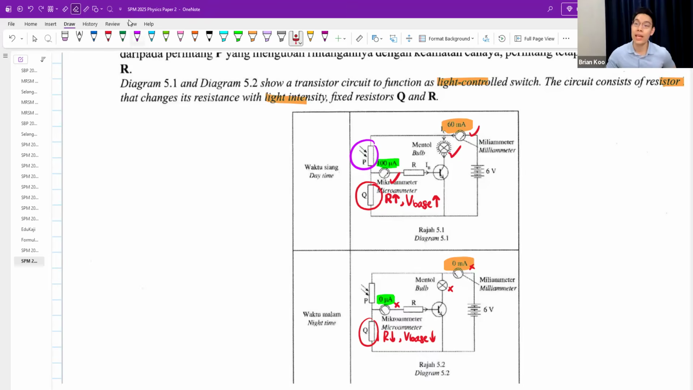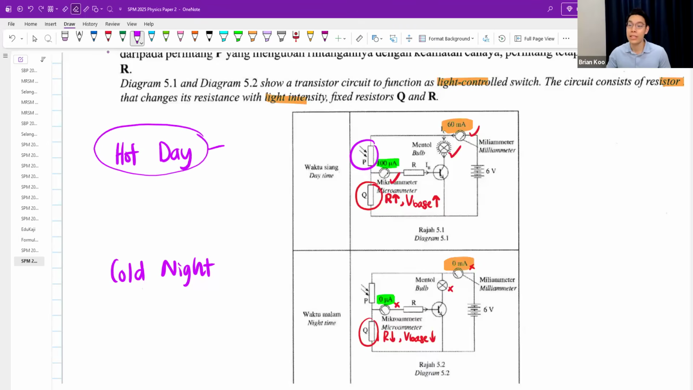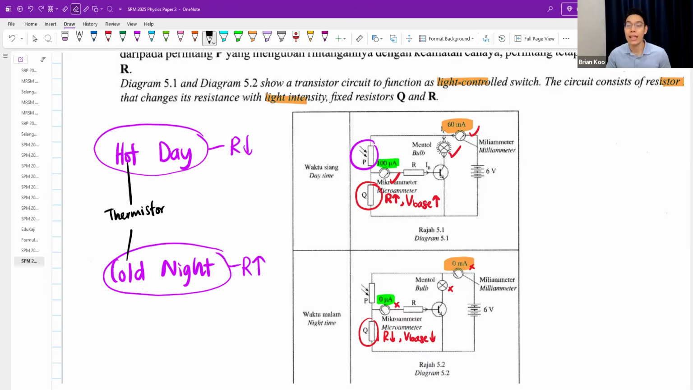Okay. Also, I always tell my students this: when it's a hot day and when it's a cold night, your resistance will be affected. Your resistance for LDR and thermistor will be affected. Hot day, the resistance will decrease. Cold night, your resistance will increase. Hot and cold is for what? Is for thermistor, of course. Day and night time is for what? Is for LDR, of course.